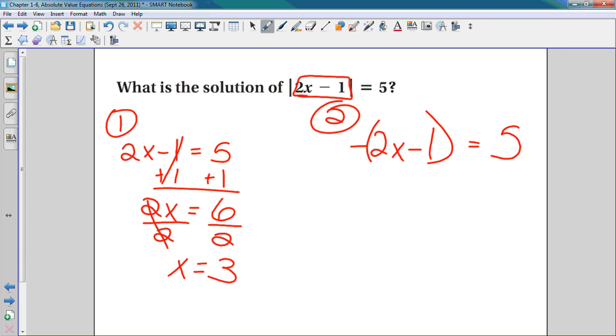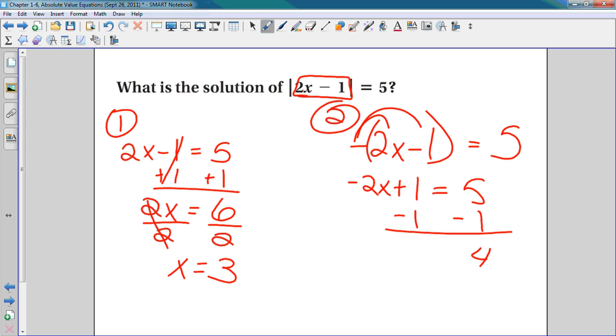So would it have to be -5? No, I'm negating the entire expression. You'll see why once we move on to the second half of 1.6. I don't want you to make 5 negative, I want you to make the expression negative. Okay? So I have negative 2x plus 1 equals 5. Subtract 1. So I have negative 2x equals 4, divided by negative 2. x equals negative 2.